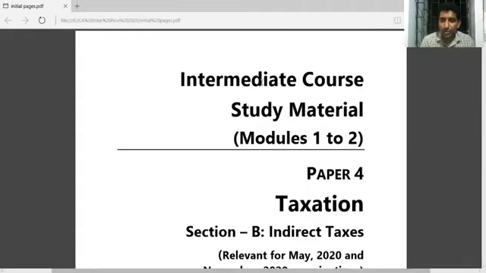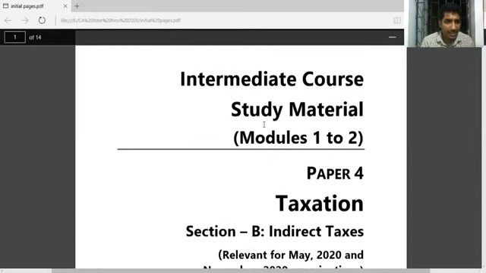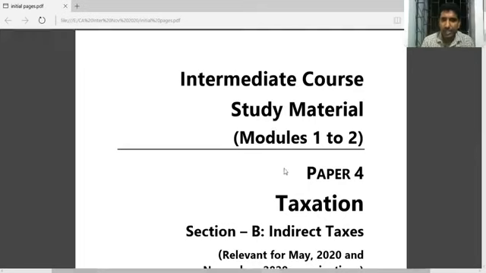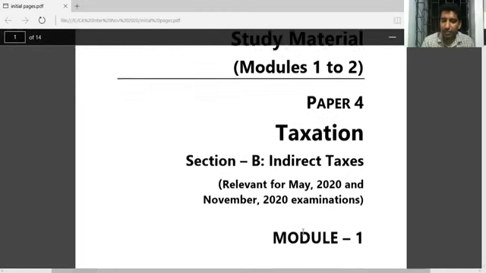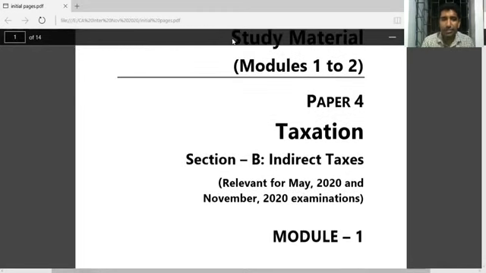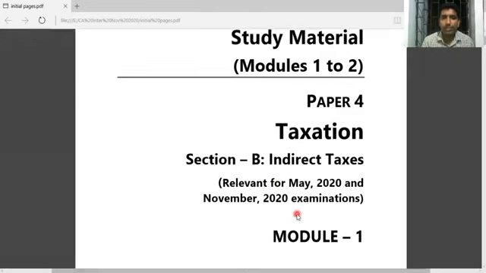So this is the first lecture for CA Intermediate Indirect Tax, that is GST. This is the initial pages of the study material given by ICAI, Intermediate Course Module 1 of 2, Paper 4 Taxation, Section B Indirect Tax, relevant for May 20 and November 20 examinations.